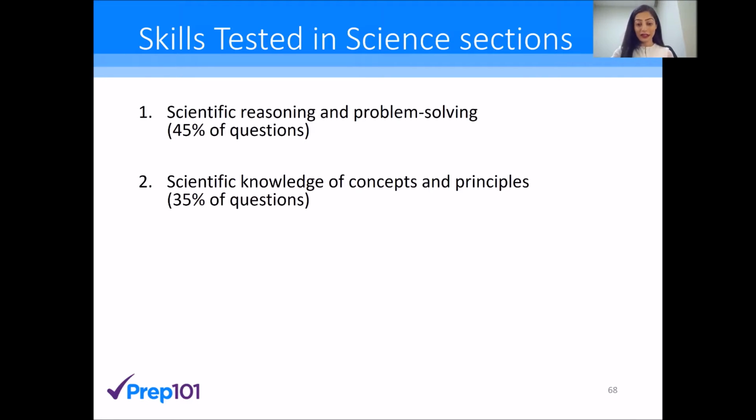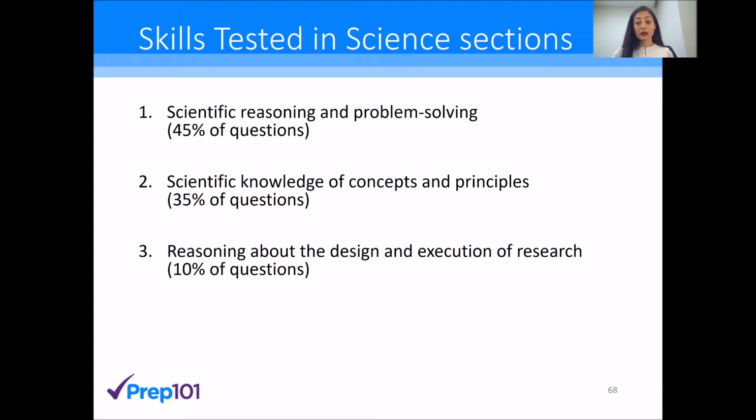Okay, now the third category values 10% of the total number of the science questions. And it's called reasoning about the design and execution of research. Now, a lot of students like this section too. So what this skill tests you on is, can you do sound science? And the key word there being do sound science, okay? Yes, everyone can do bad science, but can you do science that makes sense, that abides by the scientific community's rules, that is actually validated, it's legitimate science? So it's evaluating the importance of methodology, basically.